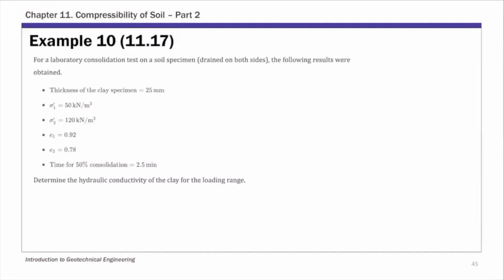This is example 10. We're given this consolidation test data, that's basically the stress and the corresponding void ratio. And also we're given the time for 50% degree of consolidation, 2.6. Then we're going to calculate the hydraulic conductivity, that's small k here. So this is, again, the type 3, the third type of problem, to calculate permeability.